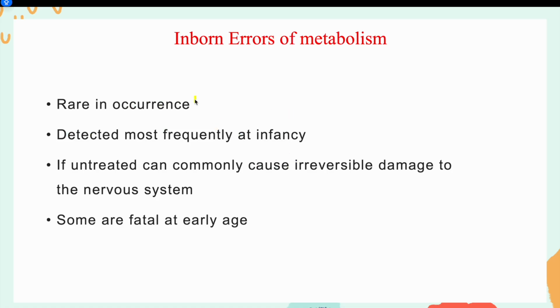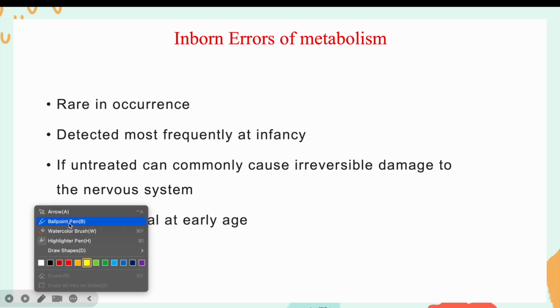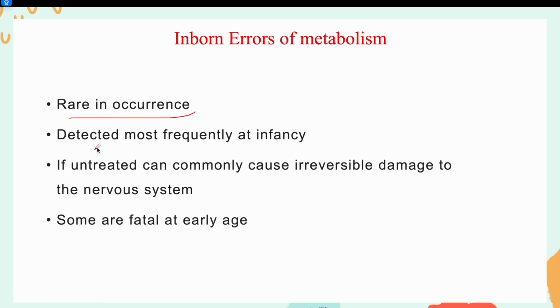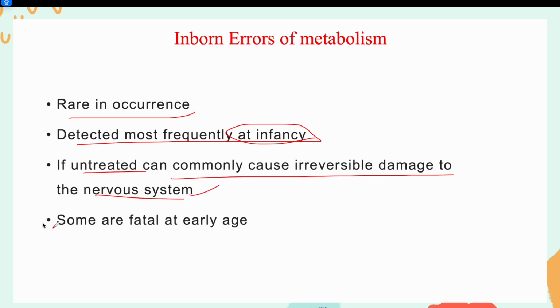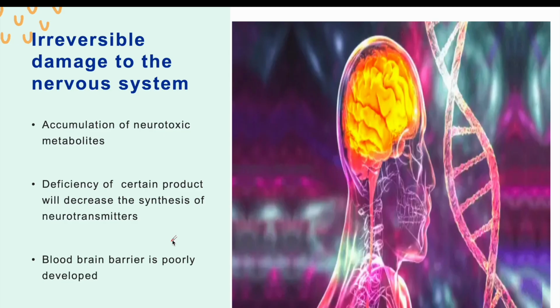These inborn errors of metabolism are rare in occurrence and they are detected most frequently in infancy. Early treatment and diagnosis is a key factor in managing these conditions, because if we diagnose them at a later stage of life, they cannot be treated accurately. If untreated, they can commonly cause irreversible damage to the nervous system. And some of these diseases are very fatal at an early age.